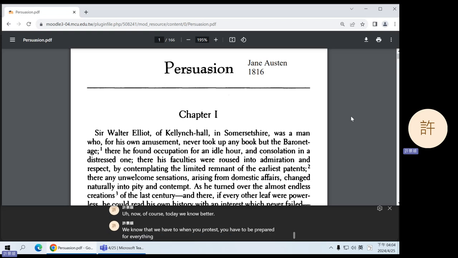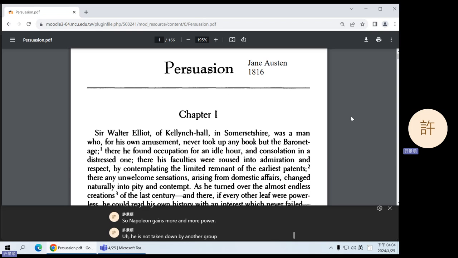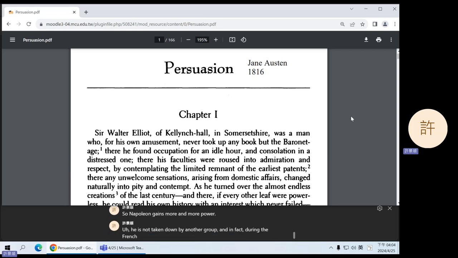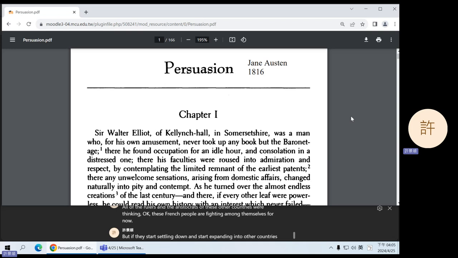So Napoleon gains more and more power. He is not taken down by another group. And in fact, during the French Revolution, France is surrounded by monarchies, right? At the time, Spain had a king and queen. Germany, which at the time was called Prussia, had a king and queen. France was trying to become the second republic in modern Europe. The first one is the US, which is not in Europe, but you know what I mean. So all the countries around France were looking at what's going on and they were very nervous. All of the rulers and the aristocrats of these other countries were thinking, okay, these French people are fighting among themselves for now. But if they start settling down and start expanding into other countries, we have to stop them.